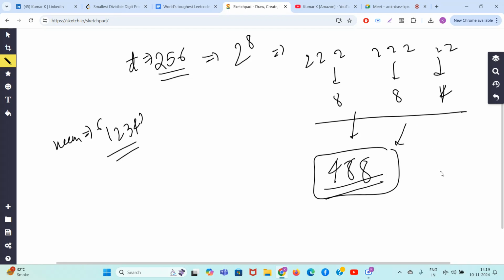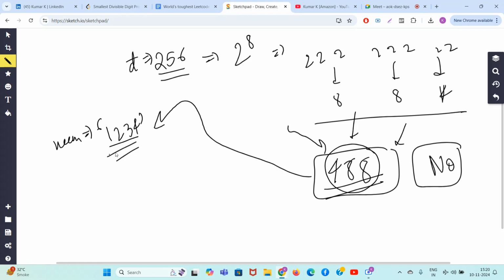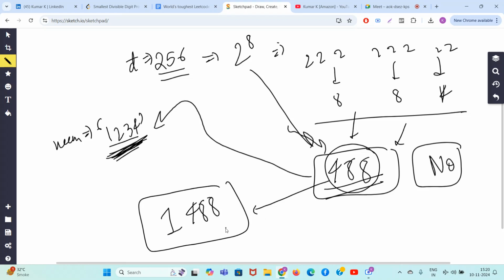But can you print 488 in the final answer? No. Why? The actual question is saying that whatever answer you are finding, it should be greater than or equal to the given input number. So 488 is not greater than 1234. So find a number which follows all the conditions, which is the smallest, but it should be greater than or equal to 1234. So what can you do here? You can just add a 1, right? 1488. And the product remains the same. The product is still divisible by t.